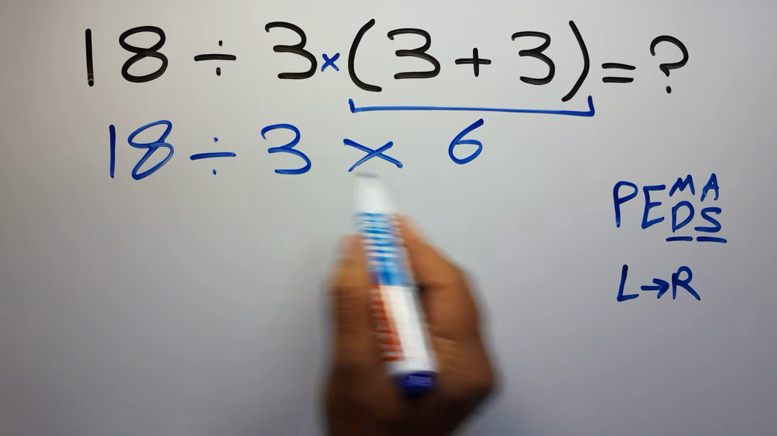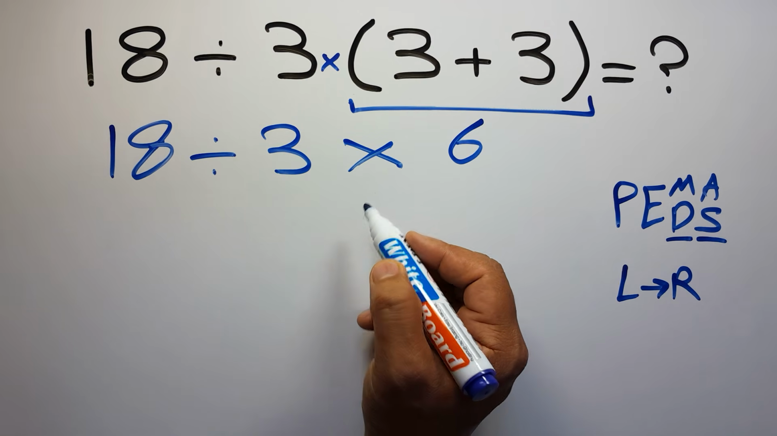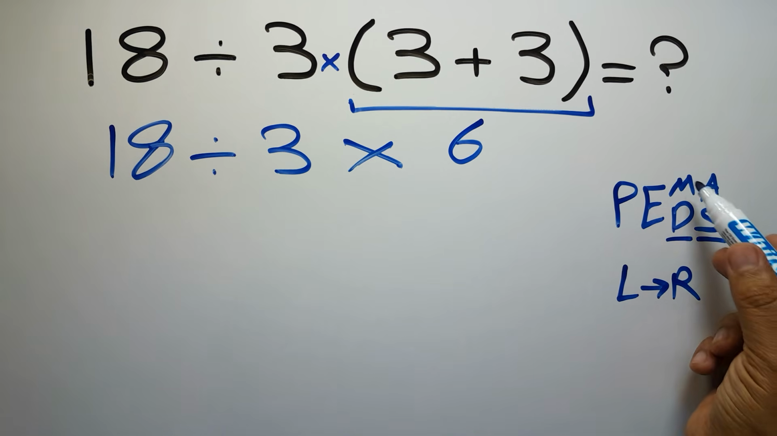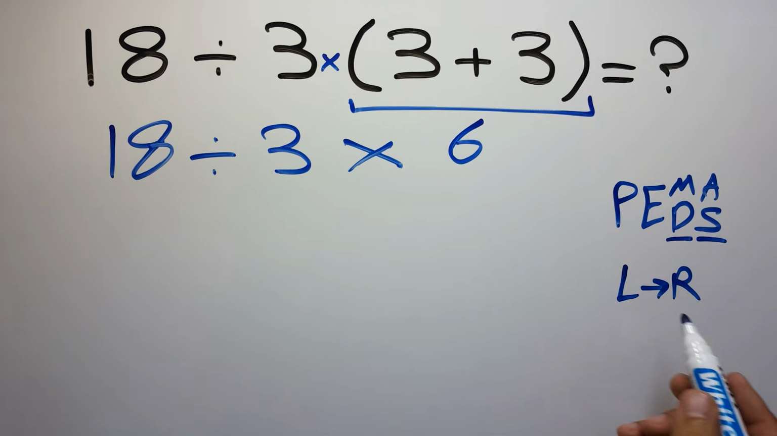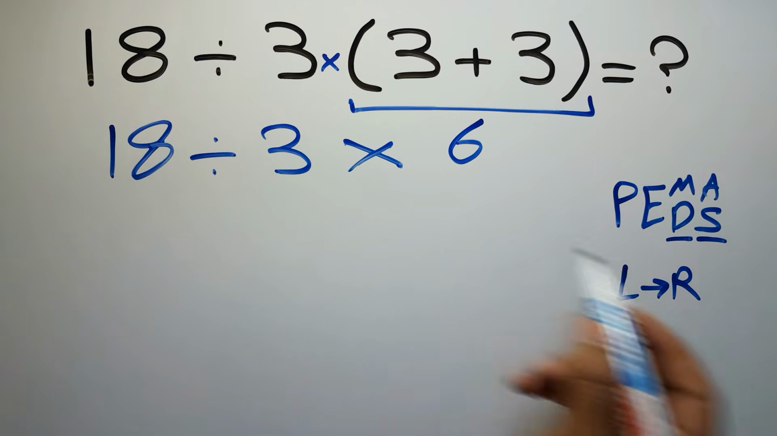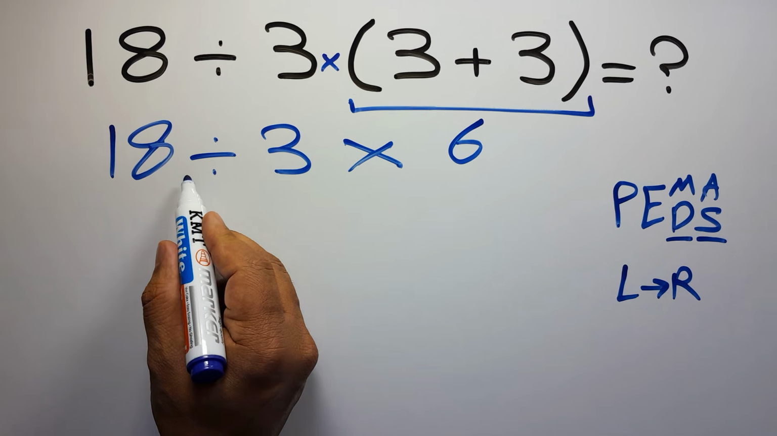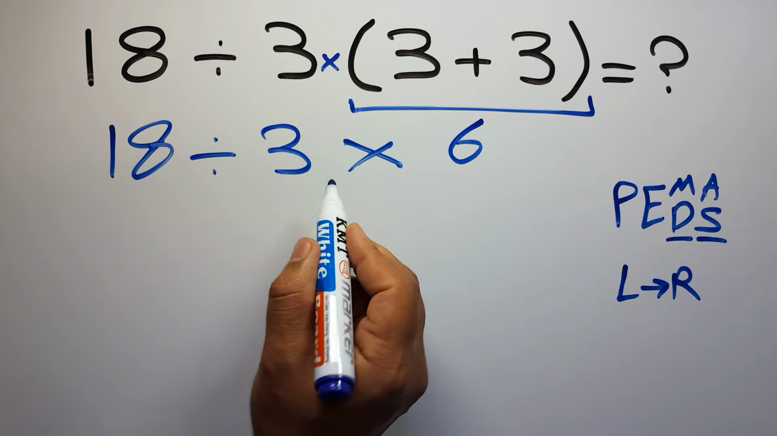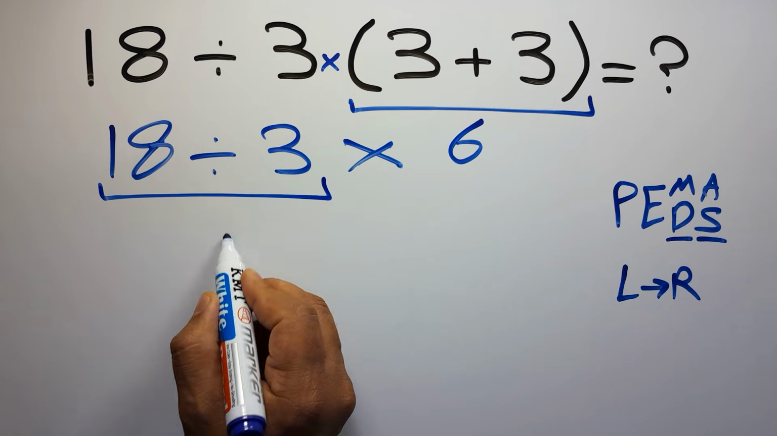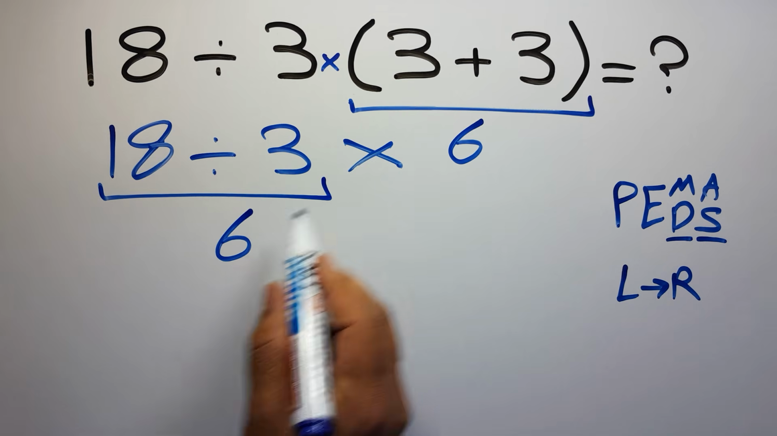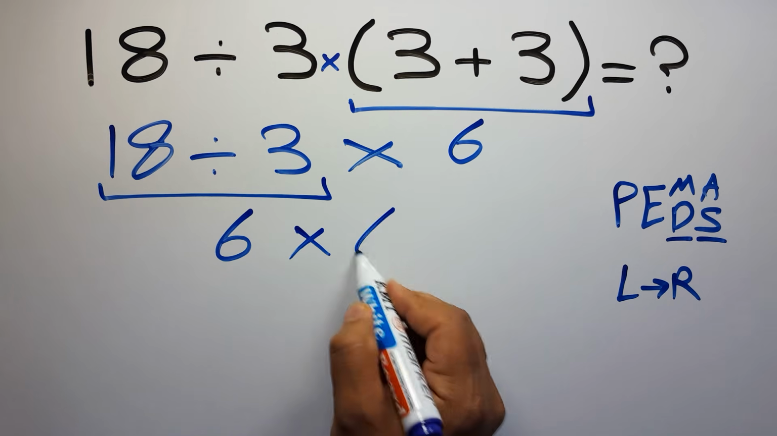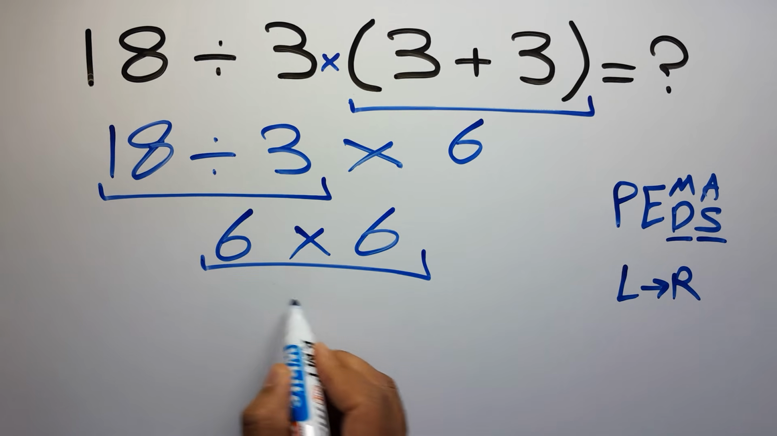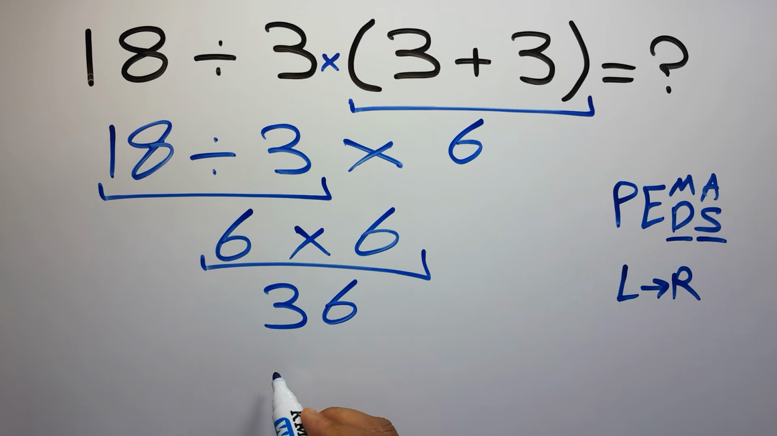Now in this expression we have one division and one multiplication. As I said, multiplication and division have equal priority and we have to work from left to right. So here, first we have to do this division. 18 divided by 3 equals 6. So we have 6 times 6, which equals 36. And this is our final answer to this problem.